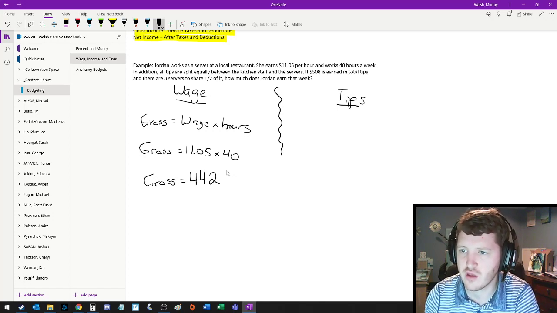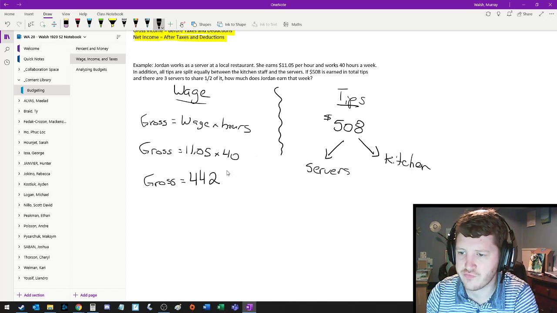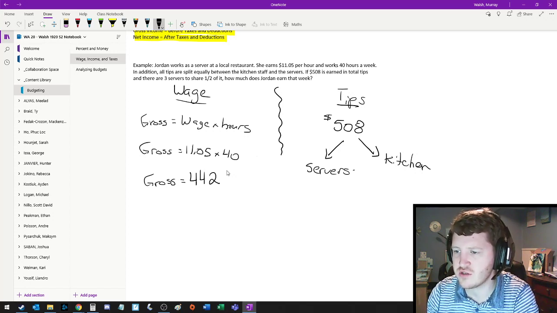All right, so $508 is earned in tips, but it says tips are split equally between the kitchen staff and the servers. If we draw a little diagram, this is to the kitchen and this is to the servers. Jordan's part of the servers, so she will never see this portion of the money. So we need to figure out what the portion that goes to the servers is. These are equal pieces. 508 divided by 2 is going to be $254 each way.